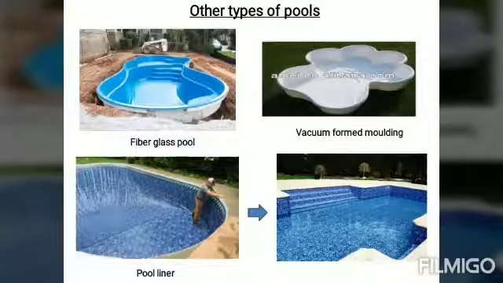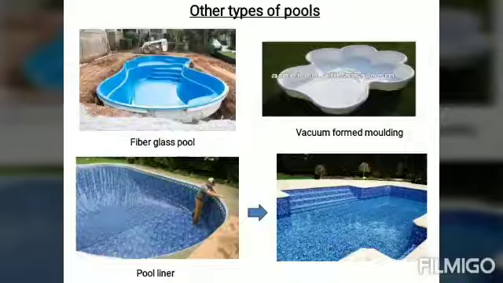But there is one disadvantage of the fiberglass pool. What is it? The disadvantage is that it is costly. This type of pool is a costly type of pool. So that's why it is mentioned that it is usually used in the USA. So this is one example.